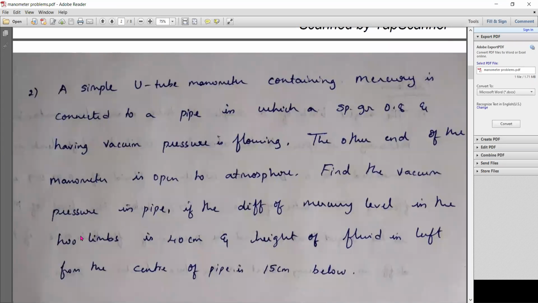Find the vacuum pressure in the pipe if the difference of mercury level in the two limbs is 40 centimeters, and the height of the fluid in the left limb from the center of the pipe is 15 centimeters. So first we'll draw the diagram of this. First write the question, sorry.